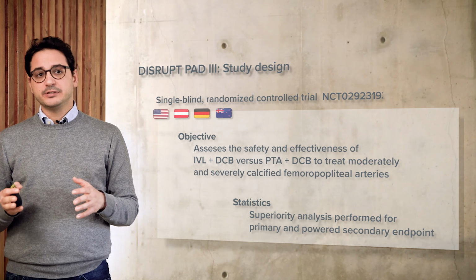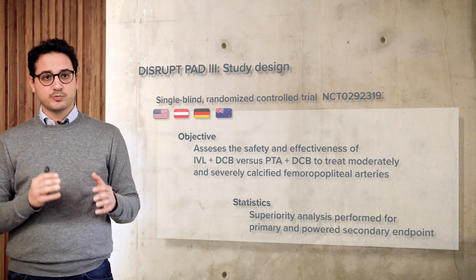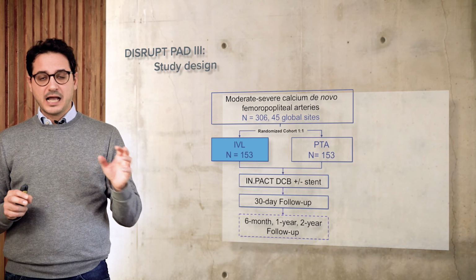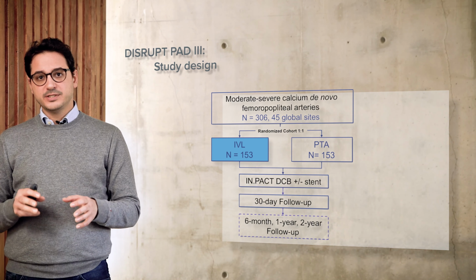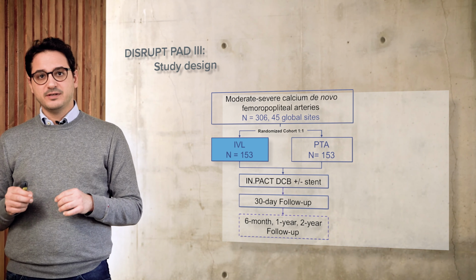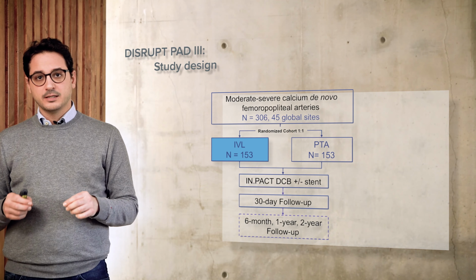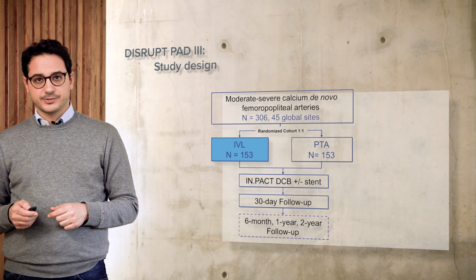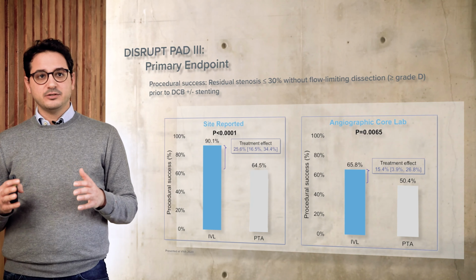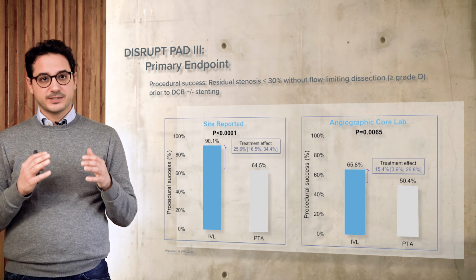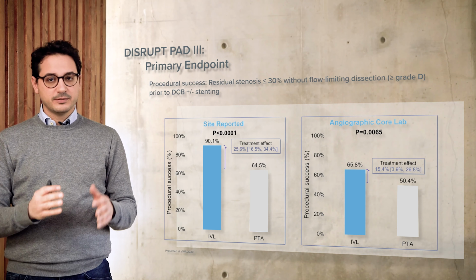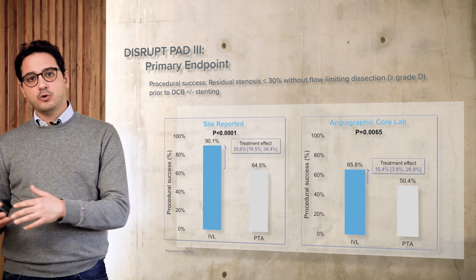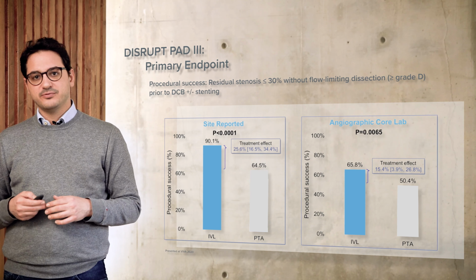The DISRUPT-PAD 3 trial is a randomized controlled trial which was performed in the US, in Europe, and New Zealand. The patients were randomized to IVL or PTA prior to DCB plus or minus stent for the treatment of heavily calcified femoropopliteal disease. We had a 30 days follow-up documentation and the patients will be followed up to 2 years. A very important finding of this study is that the procedural success when we use the shockwave catheter is much higher compared to the success that we achieve when we use plain old balloon angioplasty for the treatment of these challenging lesions.